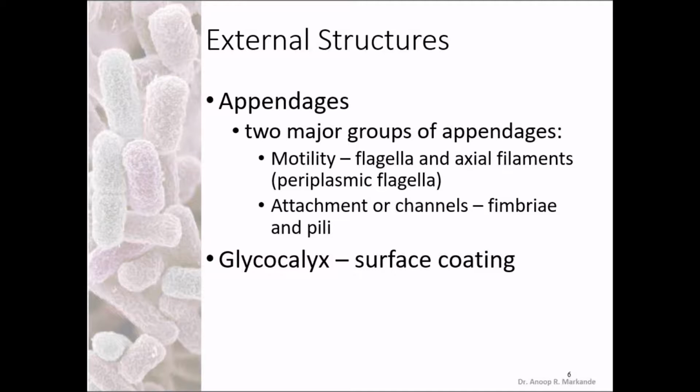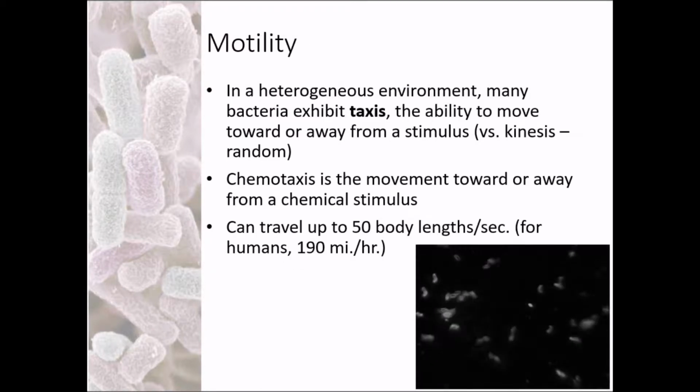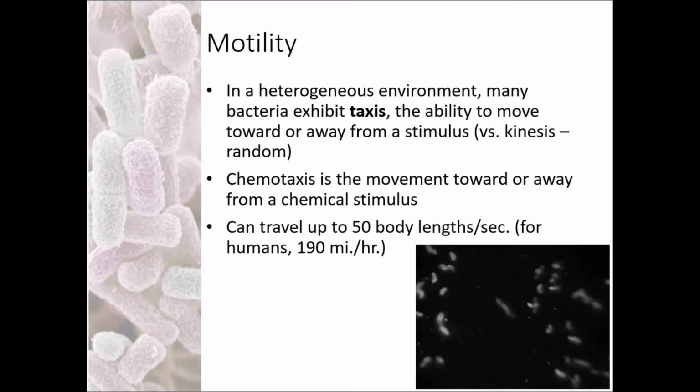So, about external structures, there are two major types of appendages. One, for motility: flagella and axial filaments, which are periplasmic flagella, on the outer surface of the cell. Two, attachment or channels for transfer of materials, which include fimbriae and pili. Glycocalyx are the surface coatings on the bacteria. These make up the capsule or the cellular appendages.